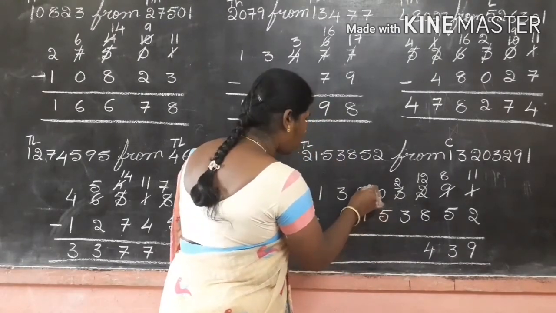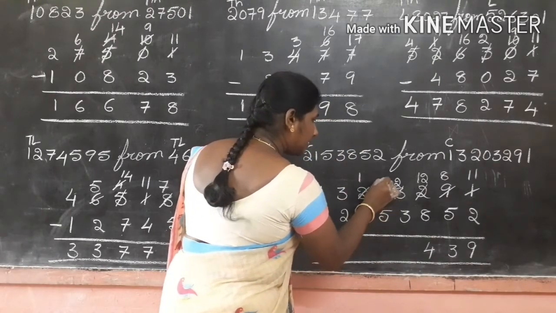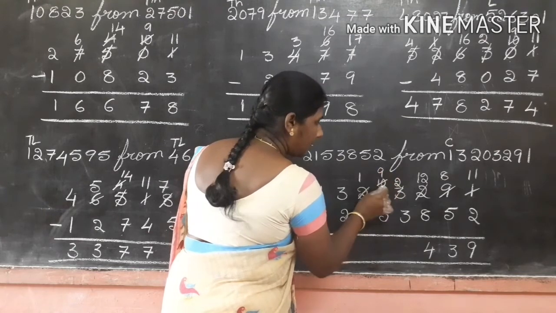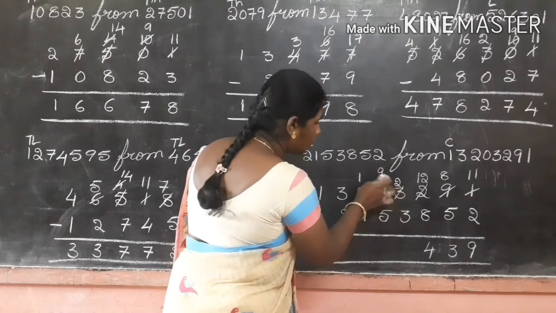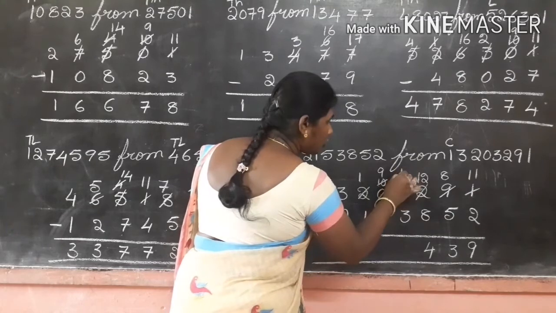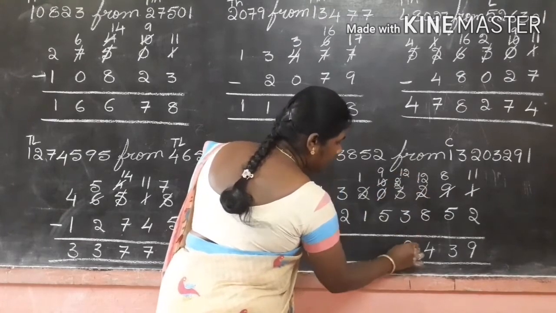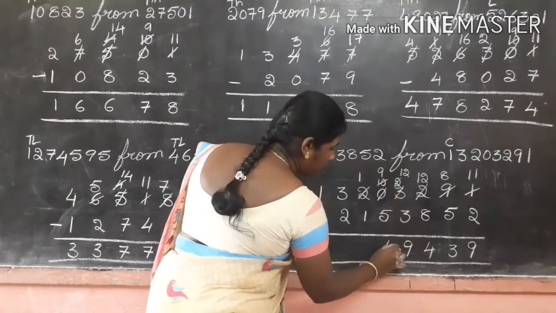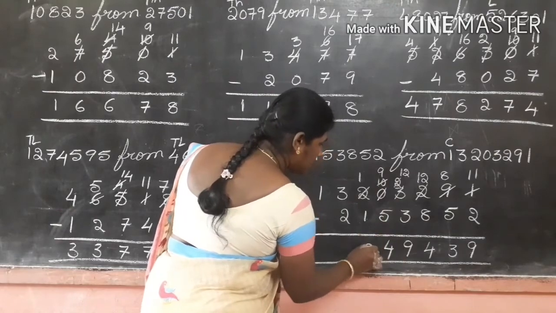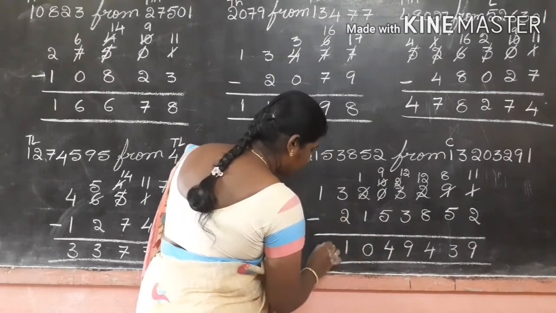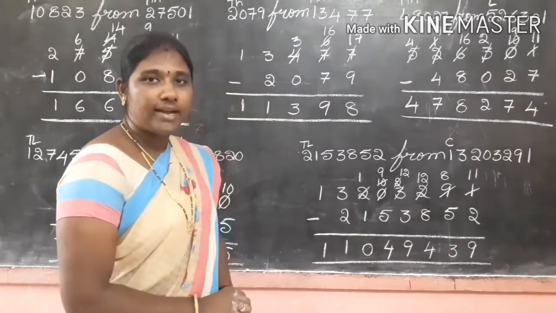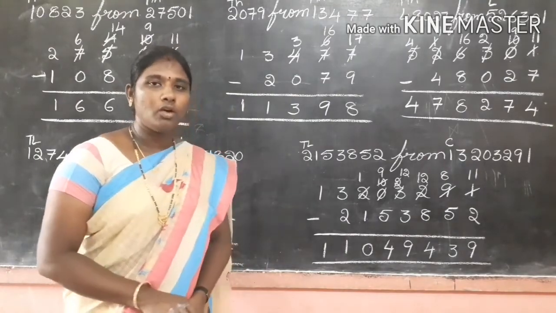But here 0. So here 1. Here 10. Here 9. We are taking from here to here again. So 9 here. 10 plus 2, 12. 12 minus 3, 9. 9 minus 5, 4. 1 minus 1, 0. 3 minus 2, 1. This one as it is. Understand, children, everybody? Okay, thank you.